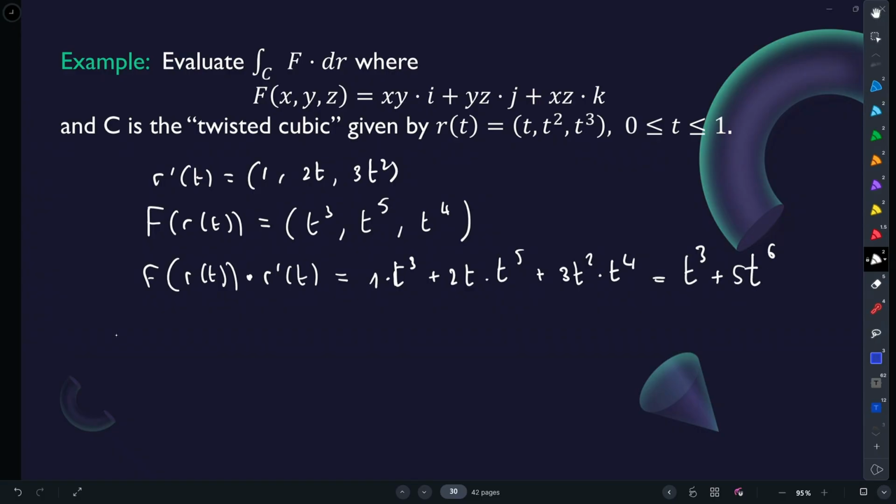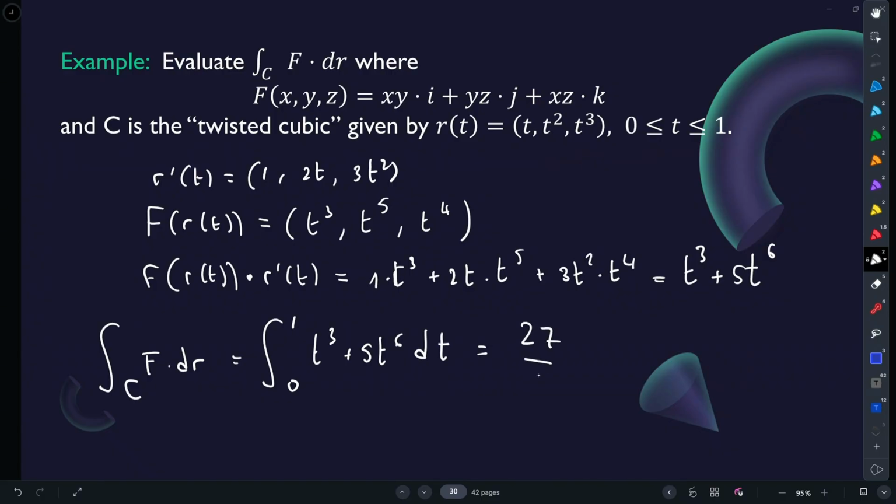And finally, I want to integrate this with respect to dr, and that is going to be the integral of that dot product we just calculated. The time is going from 0 to 1 of t cubed plus 5t to the 6 dt, which is an immediate integral, and the answer is 27 over 28. Okay. So if you are doing a line integral of a vector field, this is how you do them.